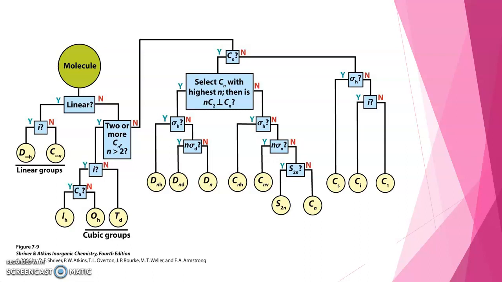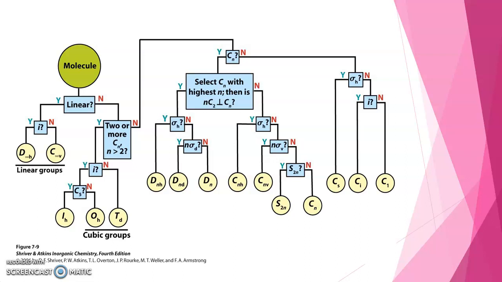If the molecule has a Cn axis, the molecule satisfies this condition, yes, then next we check whether the molecule has n C2 axes perpendicular to the Cn axis. If it is yes, then we see whether the molecule has sigma h, that is a horizontal plane. So if the molecule has nC2 axes perpendicular to the Cn axis and also has a horizontal plane, then the point group of the molecule is Dnh.